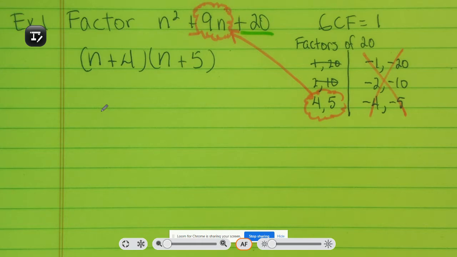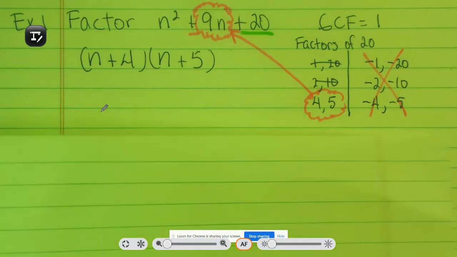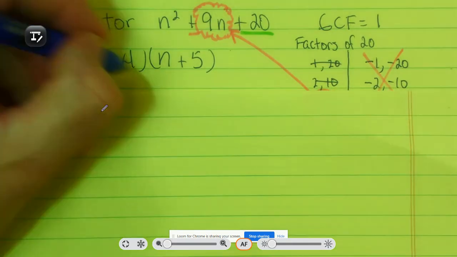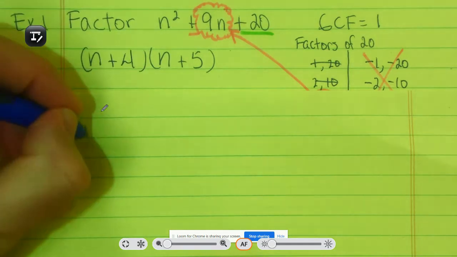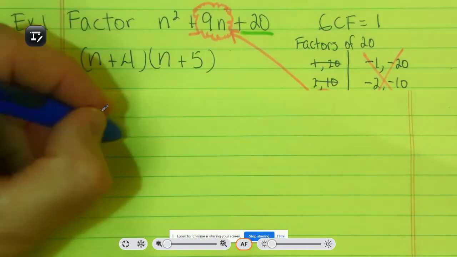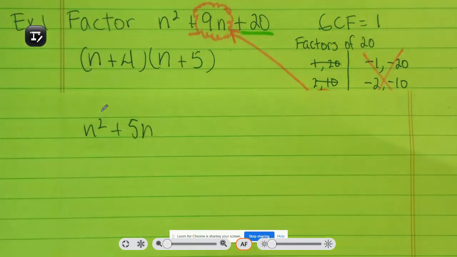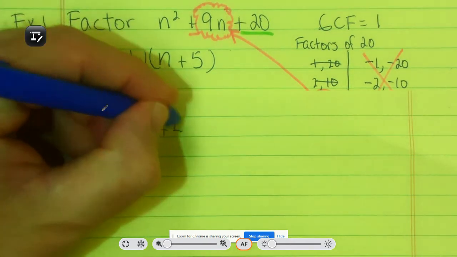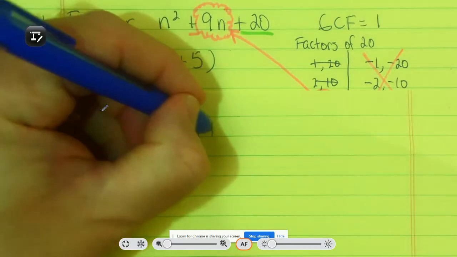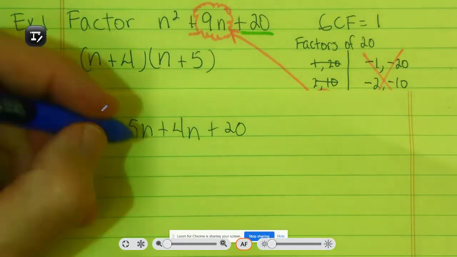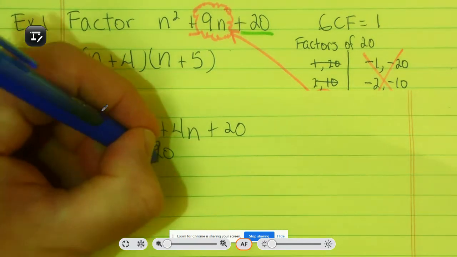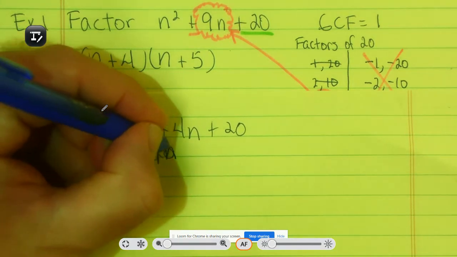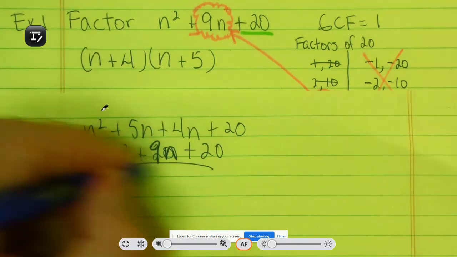Now, if I wanted to double check that, I could just to make sure. I could go through and multiply those. So n times n. Remember, when we multiply it, we use distribution. So n times n is n squared. N times 5 is plus 5n. Okay? 4 times n is plus 4n. And 4 times 5 is plus 20. And I've got to combine my like terms in the middle. So it's n squared plus 9n plus 20. Okay, so that's what I started out with.